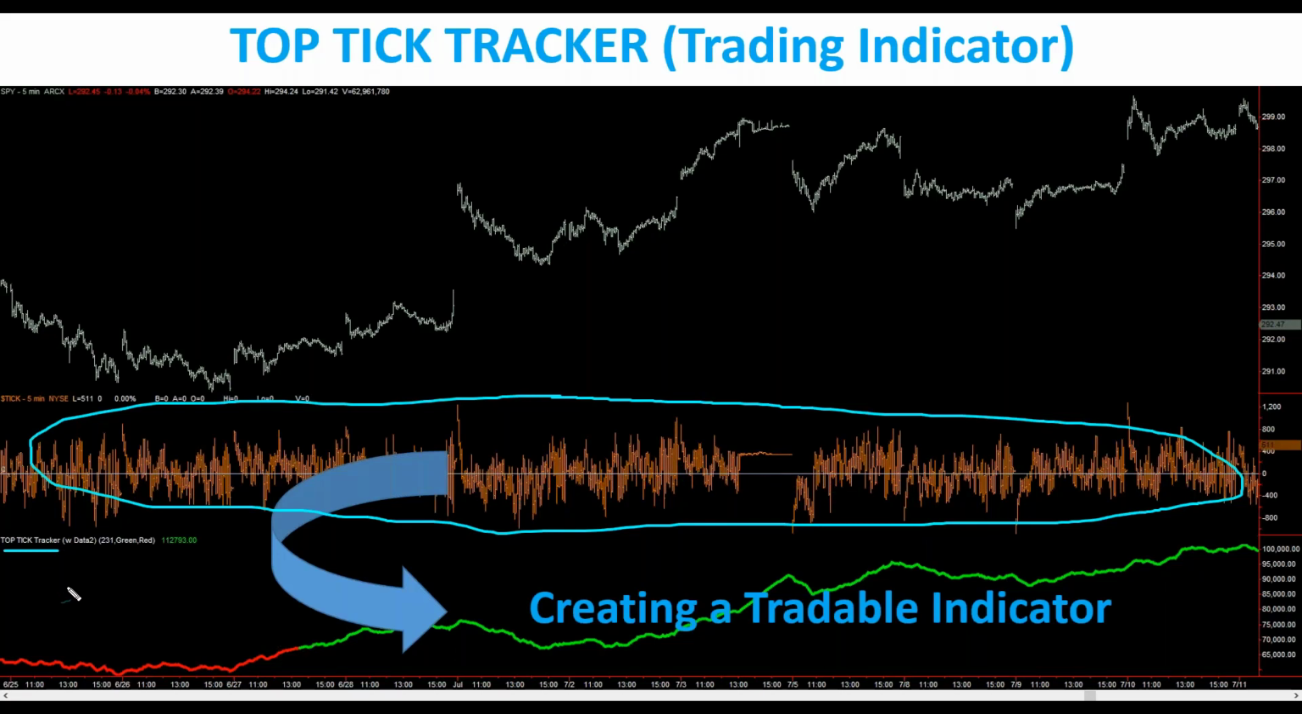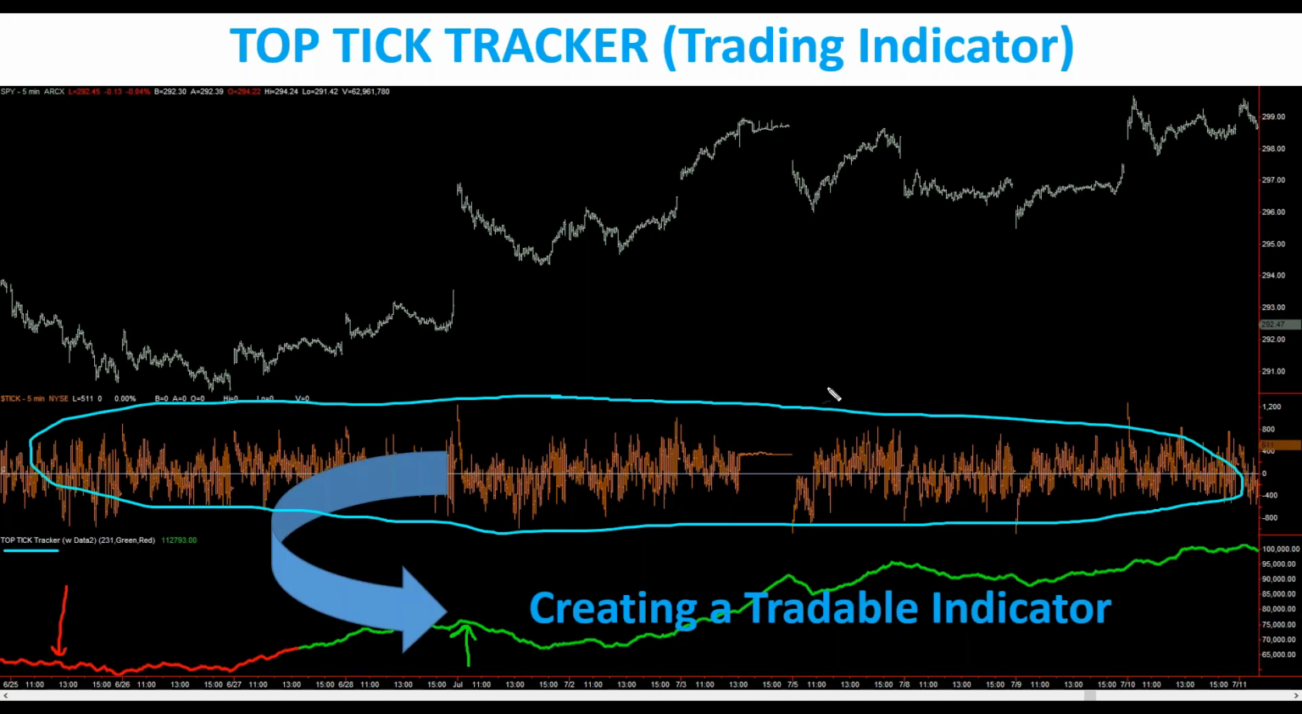Now you can see the tick tracker. I color it red when there's more sustained selling, in the first part of my chart, and I color it green when there's more sustained buying. So now we have a way to take this great information and create a tool that turns red and green and tells us when the buying is stronger over a more sustained period of time.